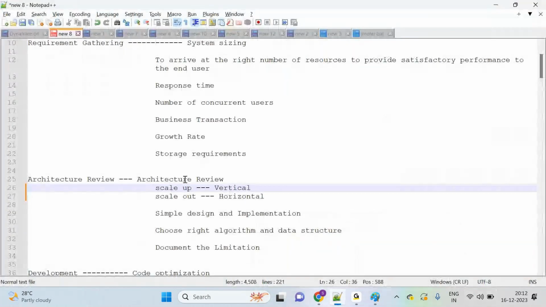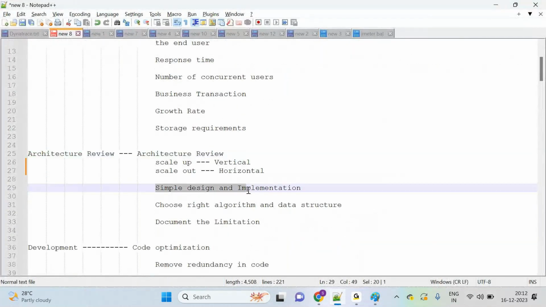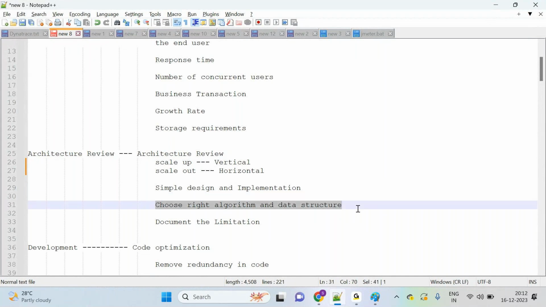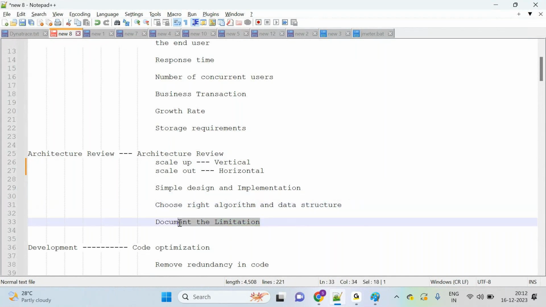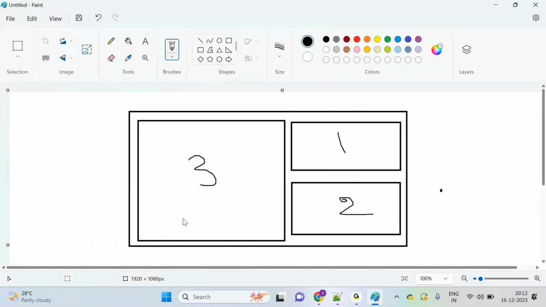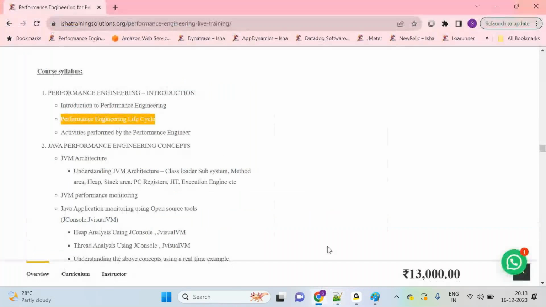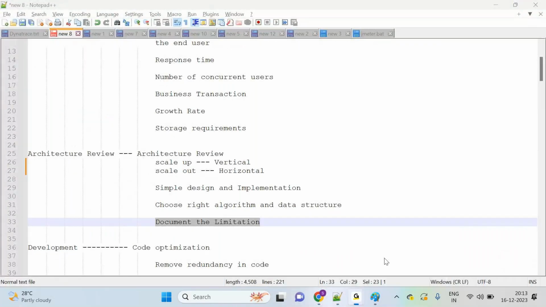Basically, you are going to understand whether the design and implementation are simple, and whether a proper algorithm and data structure have been selected. You should know your limitations first. This is my architecture and there is a problem. Everywhere there will be a problem. You should know that problem and document it, so that in future nobody can come and say, boss, there is something missing. At that time you can say, boss, we know this already and we documented it already. You need to do that as a practice, because in future you should not get surprises.